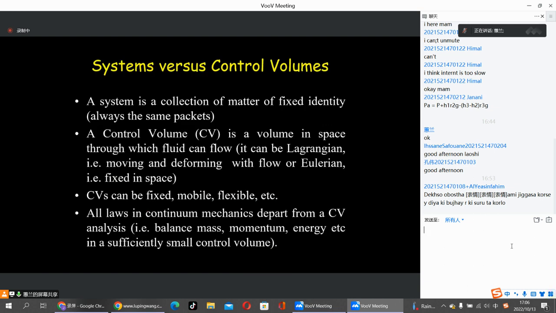So in summary, repeat it again and again: a system is a collection of fixed fluid particles. A control volume is a volume space through which fluid can flow. Sure, we can fix the control volume. We can have a moving control volume, and it can even deform, just like when you blow a balloon. The boundary or the shape of the balloon, we can regard as a control volume, and definitely the shape of the control volume deforms, right? But we will not study deforming control volumes in this course.